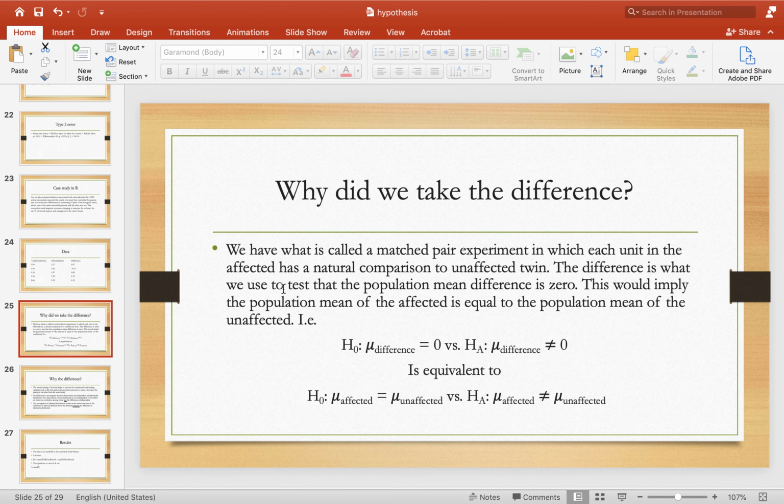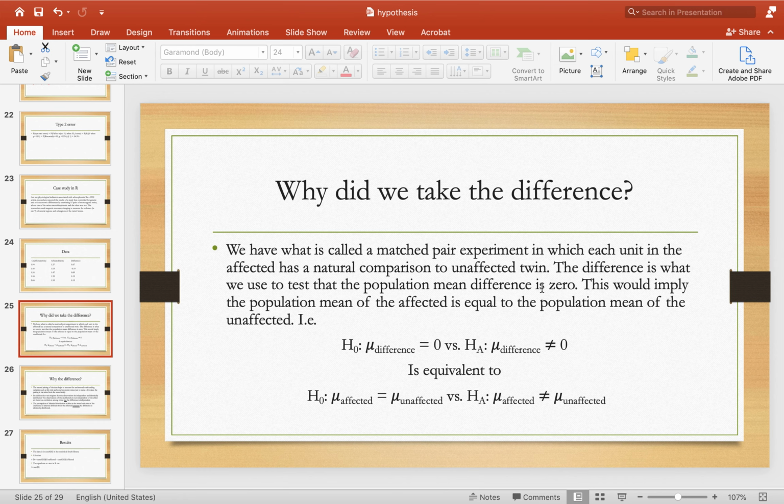Well, this is a specific example of what's called a matched pair experiment, in which each unit in the affected has a natural comparison to the unaffected. That is, they're born from the same person, they're raised in the same household. It's accounting for genetic differences among the two twins, socioeconomic differences, and a whole slew of other what are called confounders, things that could affect brain size. Okay. The difference is what we use to test the population mean.